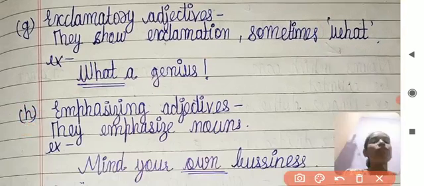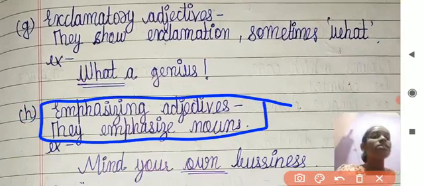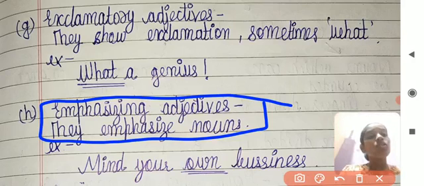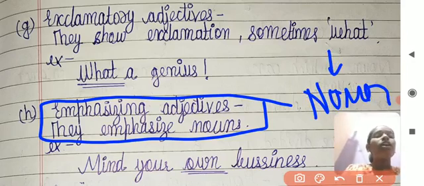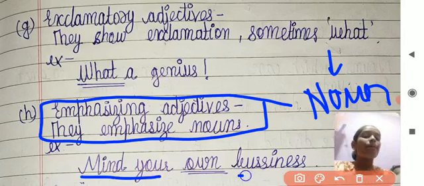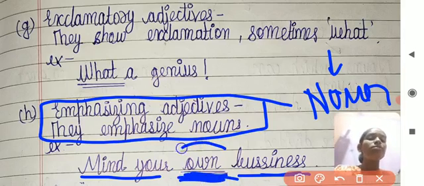Now let's see what are the emphasizing adjectives. Emphasizing adjectives, as the name suggests, it means emphasize, means give pressure on something. So we can say that this is the noun, and the word that gives pressure on the noun, that emphasizes the noun, or the adjectives that emphasize the noun, is called the emphasizing adjective. Let's take an example. Mind your own business. Means we can say mind your business, but here own business means business is the noun, but it emphasizes more on the business by using the word own.